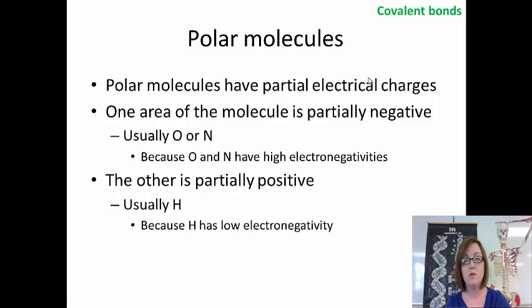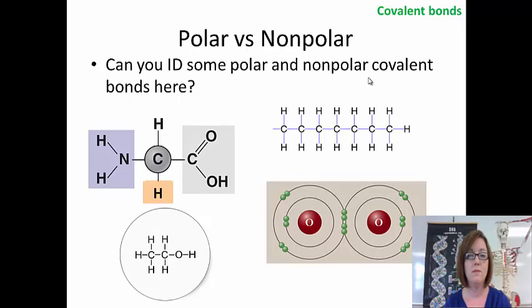So polar molecules, these are molecules with lots of these polar covalent bonds. These polar molecules have partial electrical charges. One area of the molecule is usually partially negative. I shouldn't say usually, it is. That's going to be oxygen or nitrogen. And the other part of the molecule is going to be partially positive, and that's hydrogen. The reason being, don't forget, hydrogen has a low electronegativity as compared to oxygen and nitrogen.